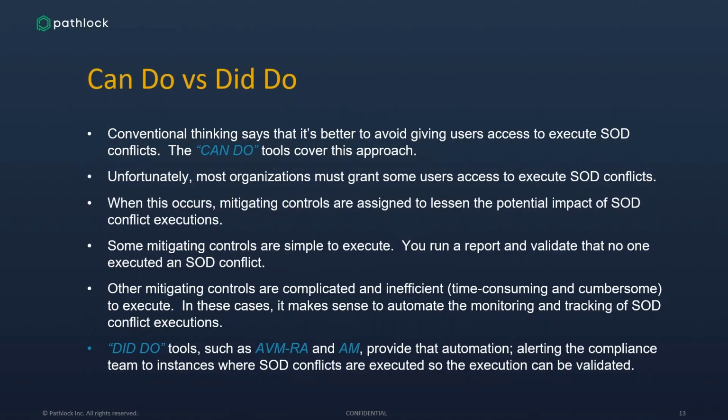That's the situation where these did-do tools, AVMRA or automated mitigation, AM, come in. So they provide that automation. Instead of your people having to do it, the automation is set up that says, look at this table, we've got a rule, and when you see the violation, alert somebody. An email goes out to the person, or it shows up in their SAP inbox, and they can see, yep, somebody actually did something this month. I need to check it out.